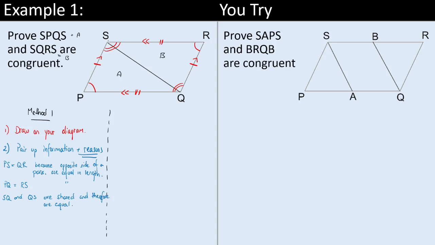So, I've proved that one side is the same. I've proved that the other side is the same. And I've proved that a third side is the same, the one that they share. So what have I done? I've got a side, and another side. So what have I done? I've done an SSS proof of congruency. Okay, and I can stop there. I can end my proof.